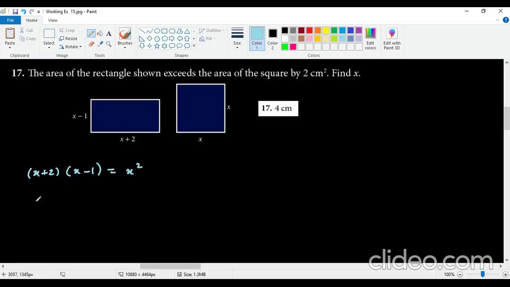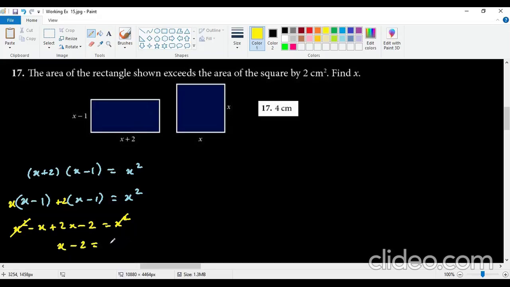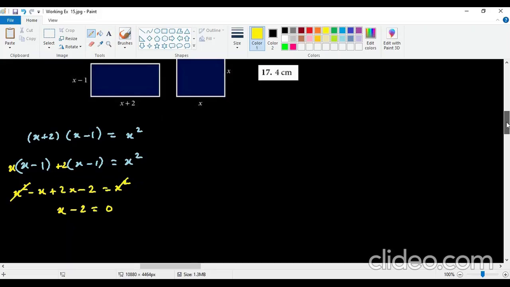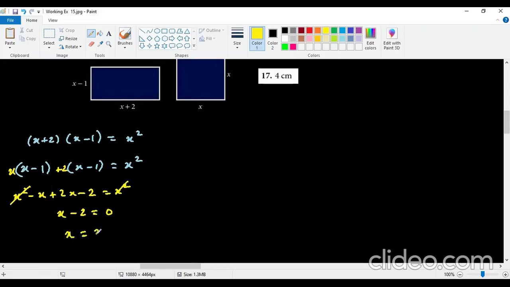So let's see what comes out. X minus 1, we write 2 different times as normal procedure, and we are going to multiply this first by x and second by plus 2. So this gives us x square minus x, and plus 2x, plus minus is a minus 2, equals x square. So x square and x square are going to be cancelled from each side, and this is going to give us 2 minus 1 is an x, minus 2 equals 0. That means x equals positive 2.